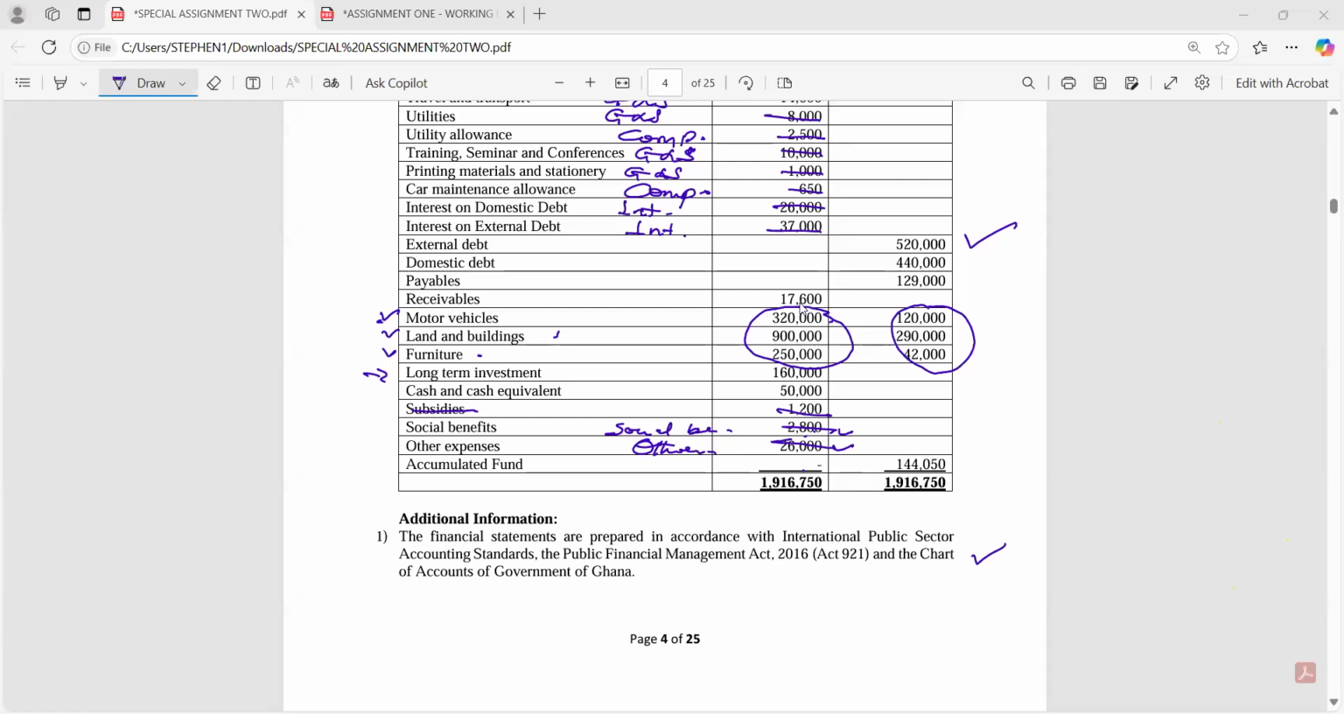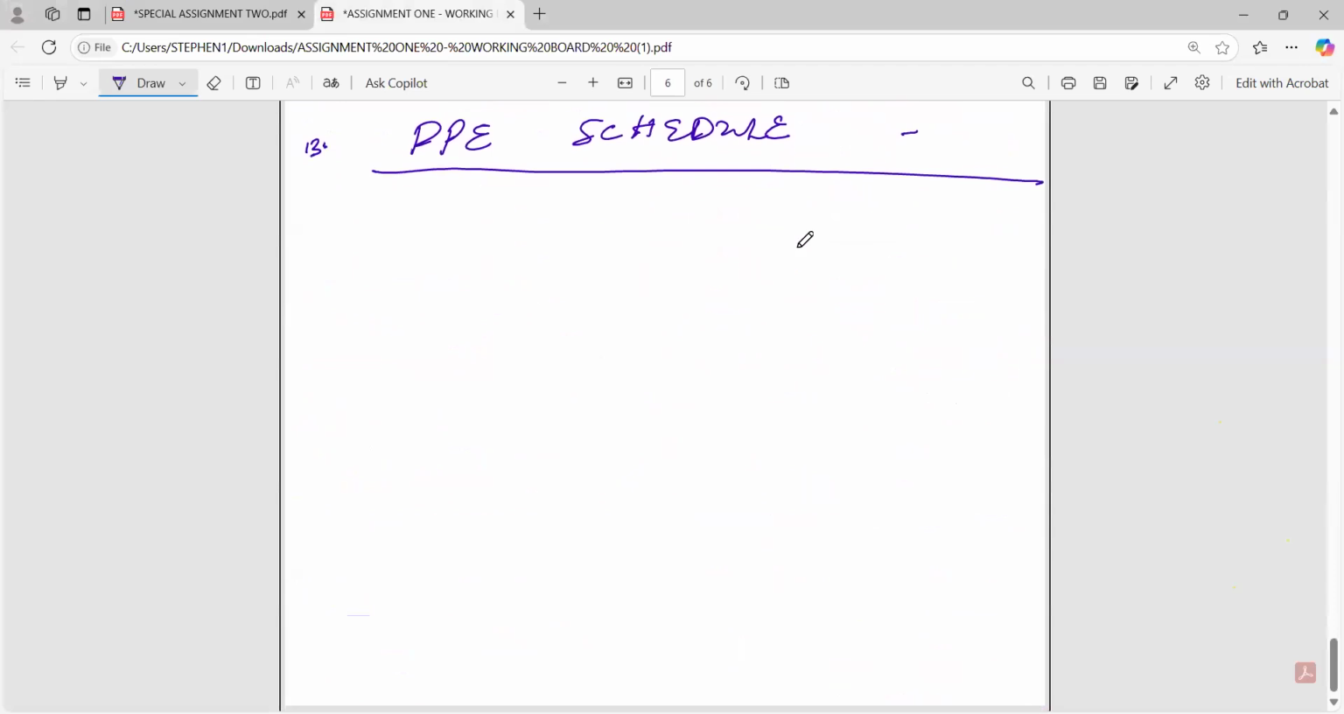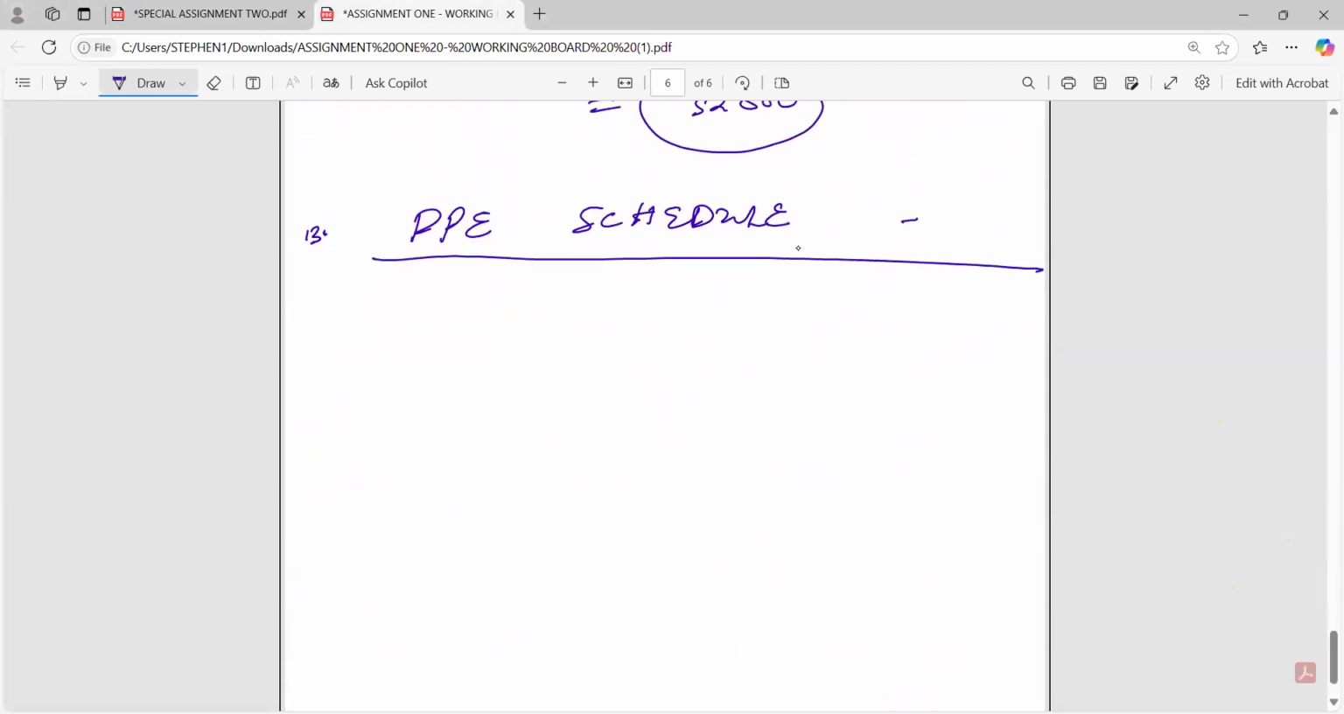So once the ladies in the house pick the cost, and the gents kindly pick the accumulated depreciation, when I go there, you give it to me. So let's go. PPE schedule quickly. First one is motor vehicle. Second one was land and building. Okay, good. Thank you. Last one was furniture. We have total here.